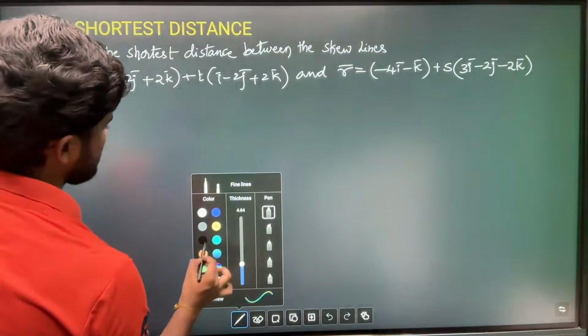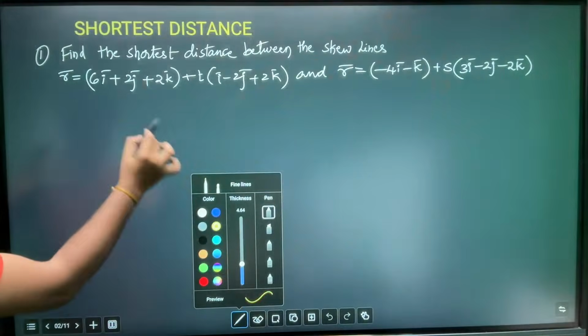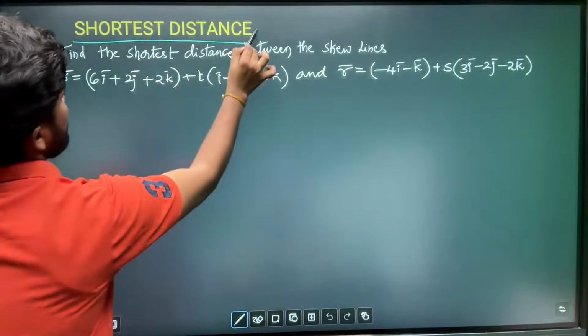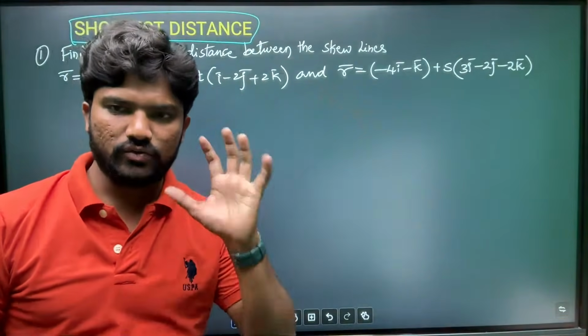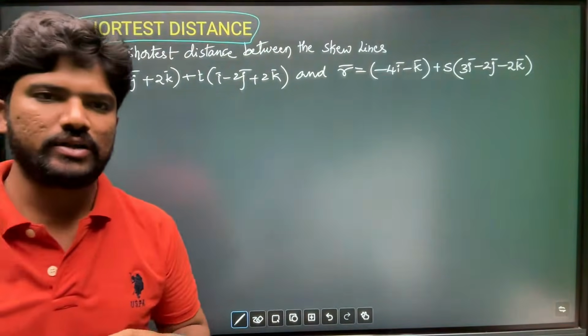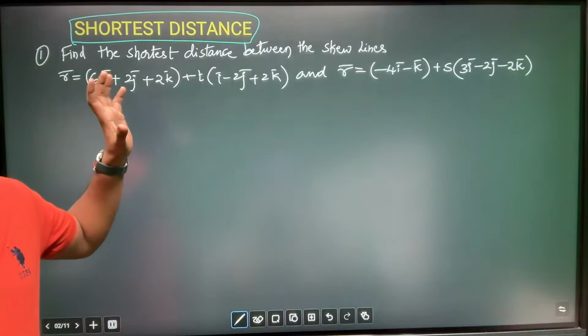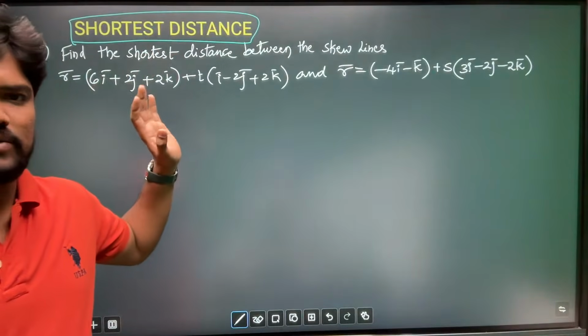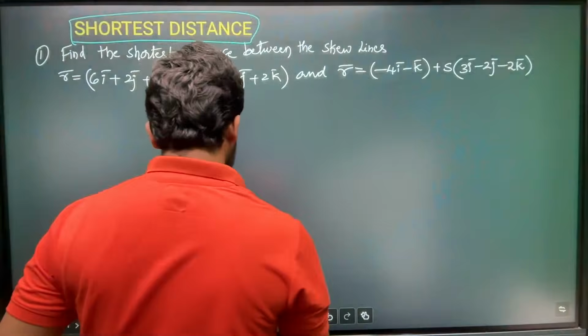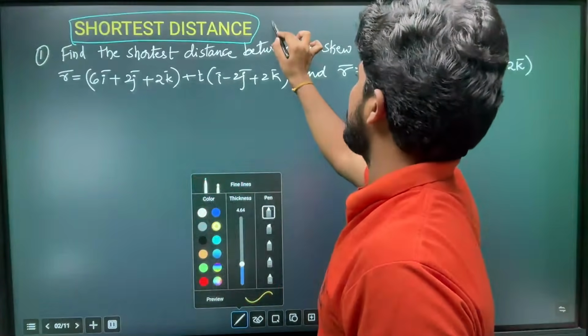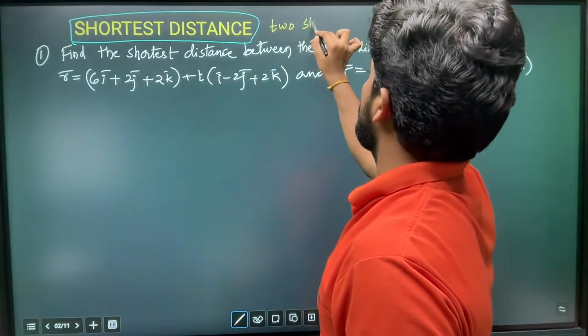Shortest distance concept is a very important concept from this chapter. Every year we can expect one LAQ question from this concept. We have only one LAQ question from this chapter, and we can 90% expect one LAQ from this concept: shortest distance between two skew lines. There will be a continuation here, where you will see two skew lines. Shortest distance between two skew lines.